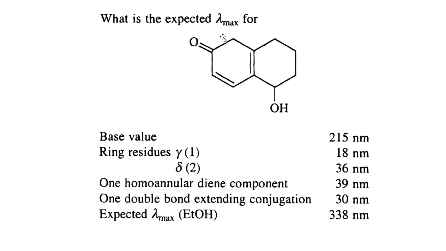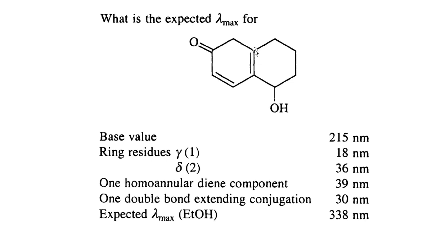See, it is another important example of an alpha beta unsaturated ketone. It is a cyclic alpha beta unsaturated ketone. So the base value will be 250 nanometer. See, it is the alpha position, it is the beta position, it is the gamma position. This gamma position has a ring residue or an alkyl substituent, which will contribute 80 nanometer as the increment. That should be added to the base value. Okay, it is the gamma position.